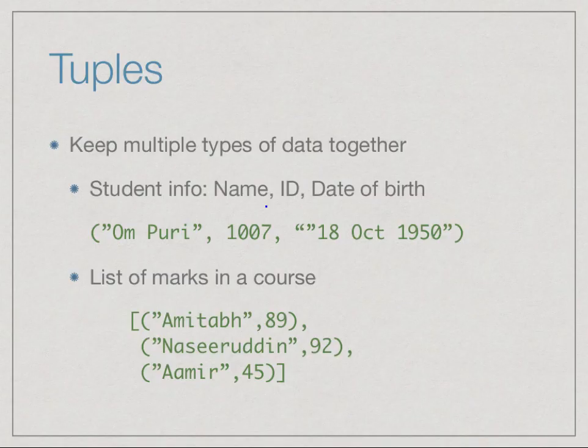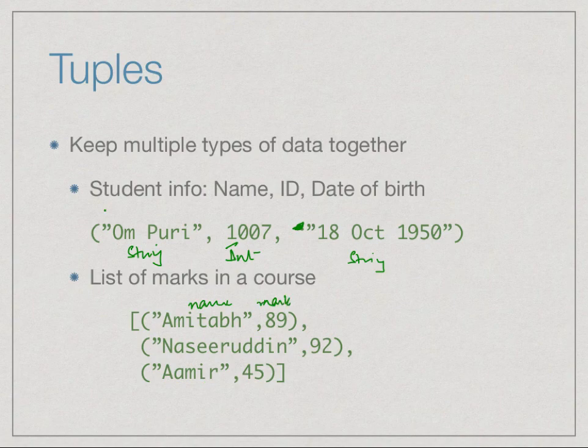So for example, if you want to keep information about a student, you might want to record the name, maybe the roll number and the date of birth together in one place. If you do that, then you would have a string, and then say an int, and maybe another string. Now you cannot make this a list because this is not of a uniform type. Now you might want to take a group of such things and make it into a bigger item. For instance, you might want to keep a list of marks for a number of students, where you keep the name and the marks together for a given student, and then we have a list of such items.